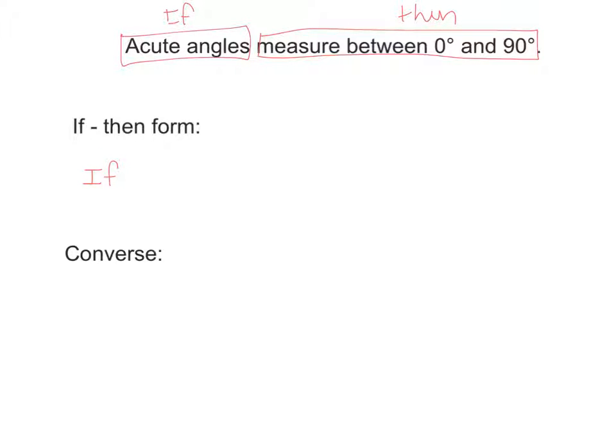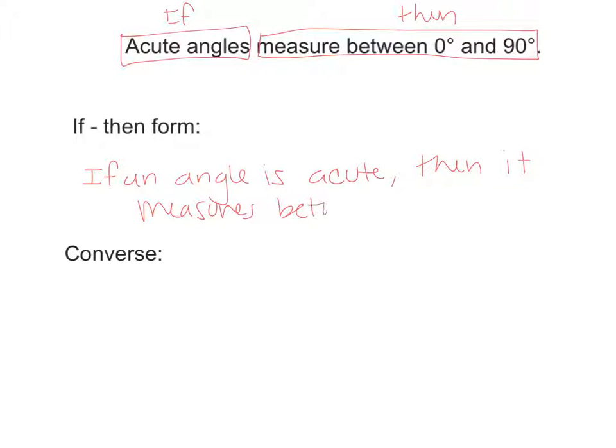So not just if acute angles, but let's say if an angle is acute, then it measures between 0 and 90 degrees.